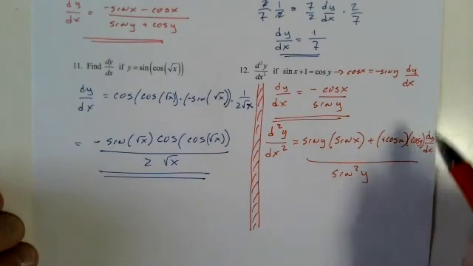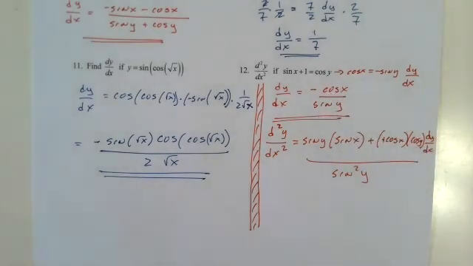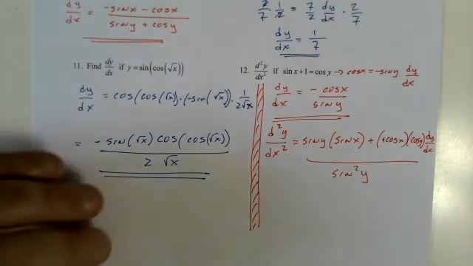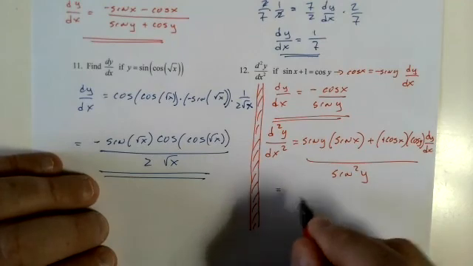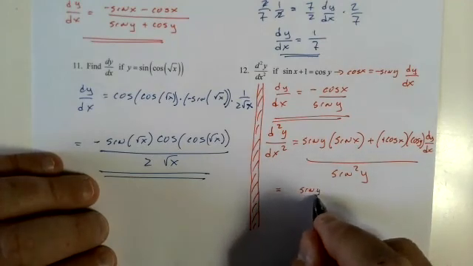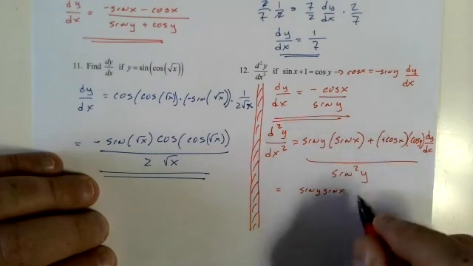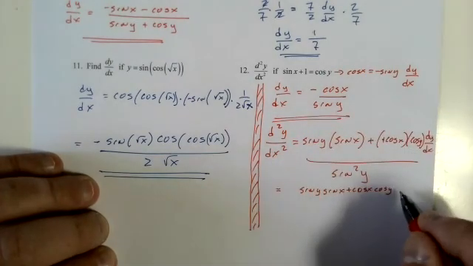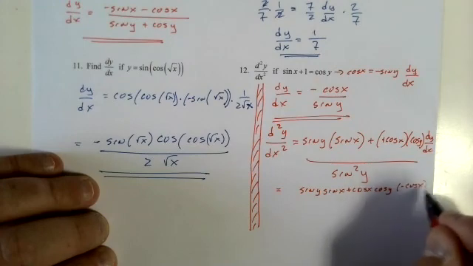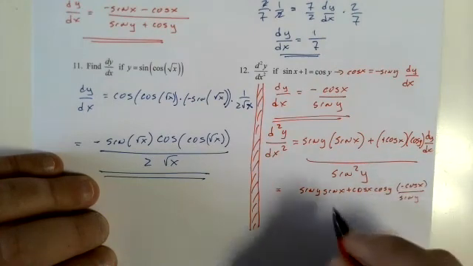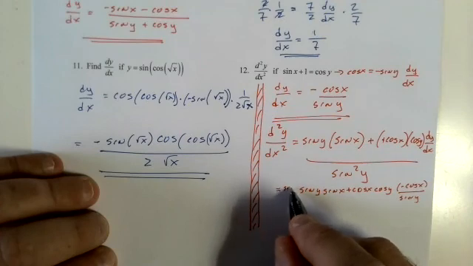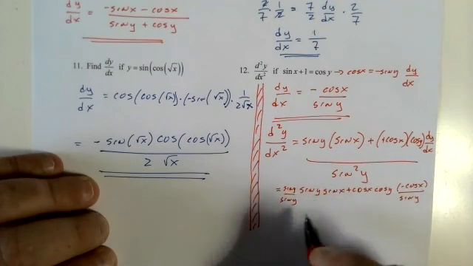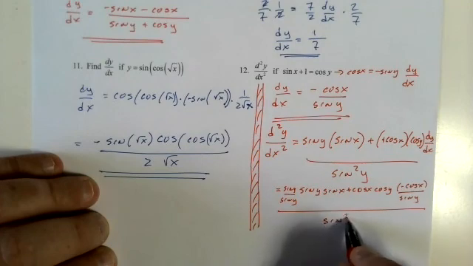Any luck in canceling things? I can get a cotangent out of cosine over sine. I'm hideous and ugly, but I could do it. Yeah, let's leave everything with sines and cosines. Equals, I'm going to leave some space here, sine y sine x plus cosine x cosine y, negative cosine x sine y, sine y, or sine y, sine squared y.